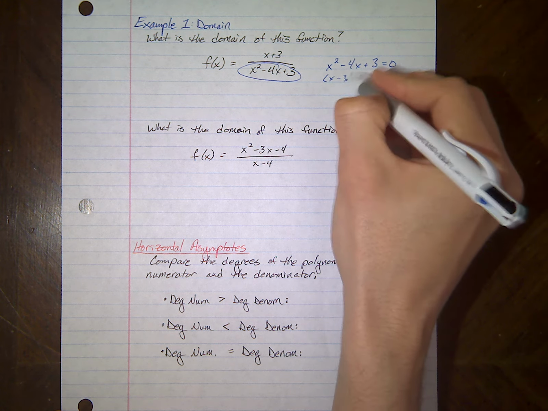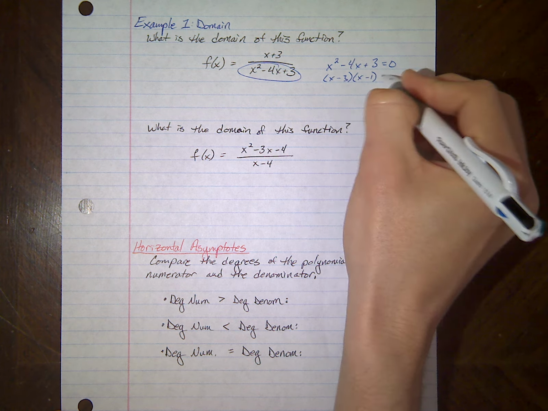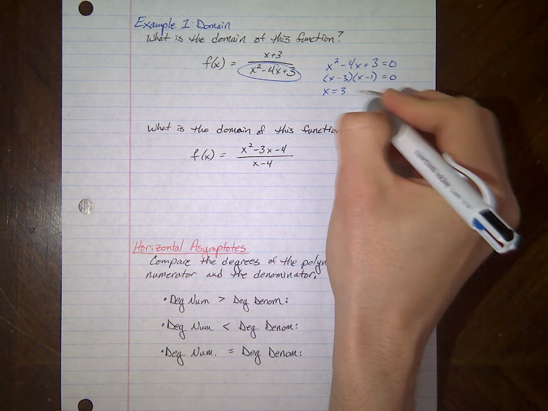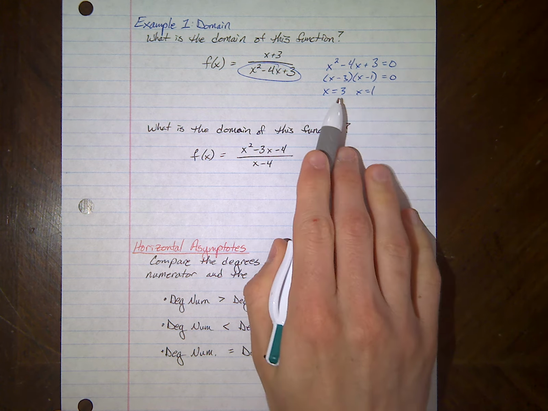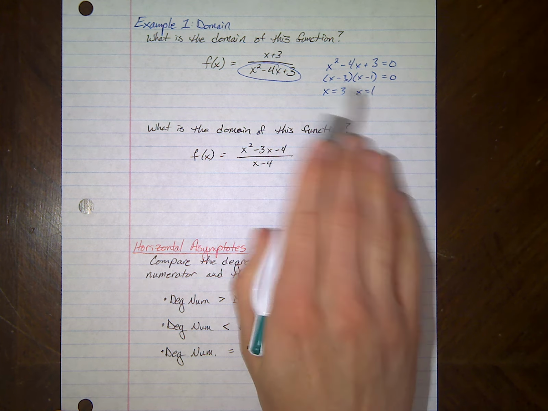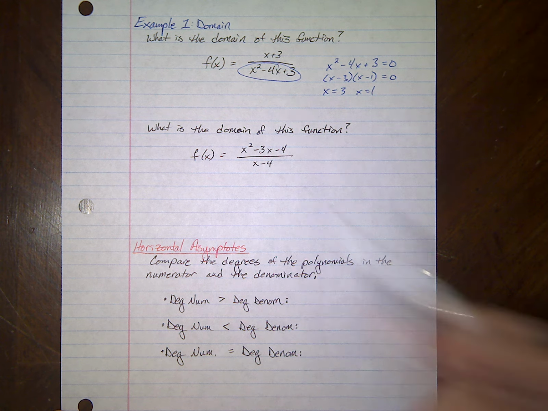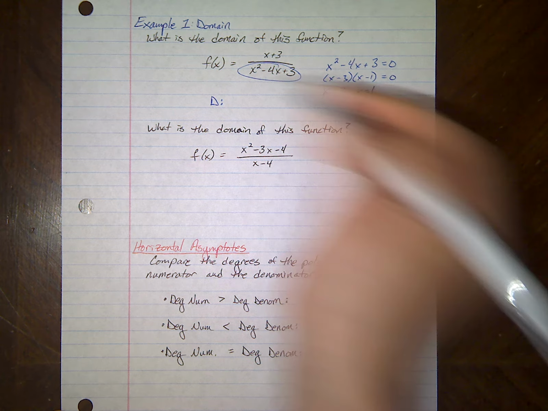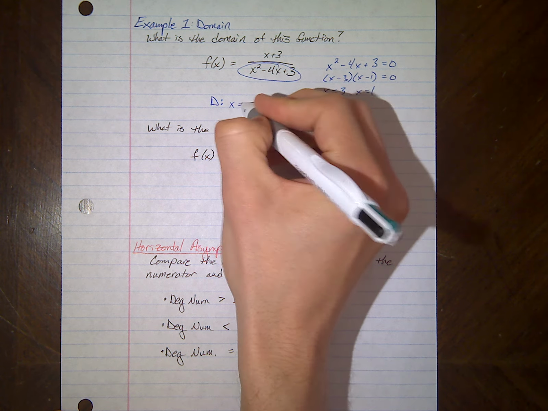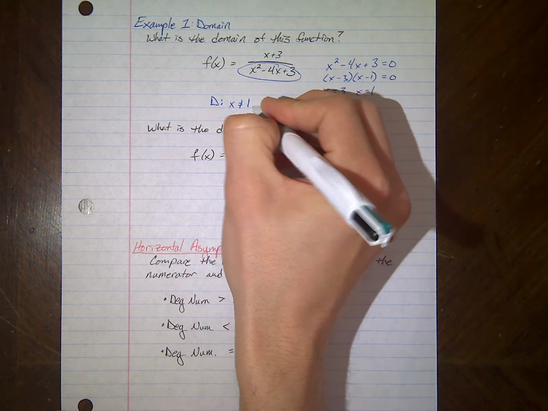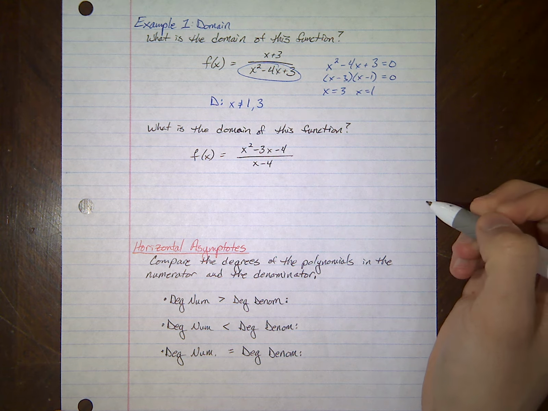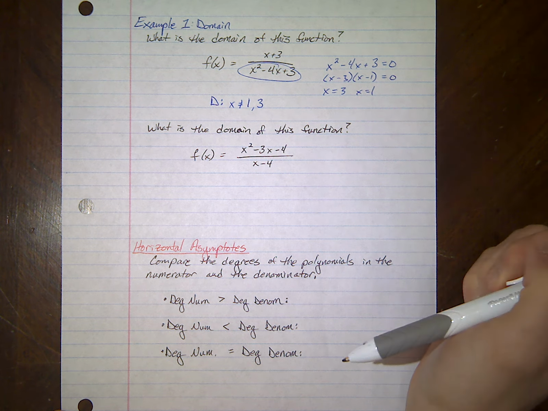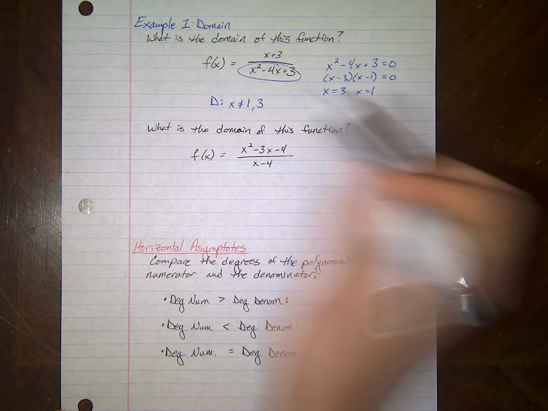So you have x minus 3 and x minus 1. And then you set each one equal to 0. And x equals 3 and x equals 1. If you plug 3 or 1 into this function, you would be dividing by 0. You're not allowed to do that. So the domain of this function would be that x cannot equal 1 or 3. There are a lot more complicated ways to write this, but for right now, that's all I want you to do.